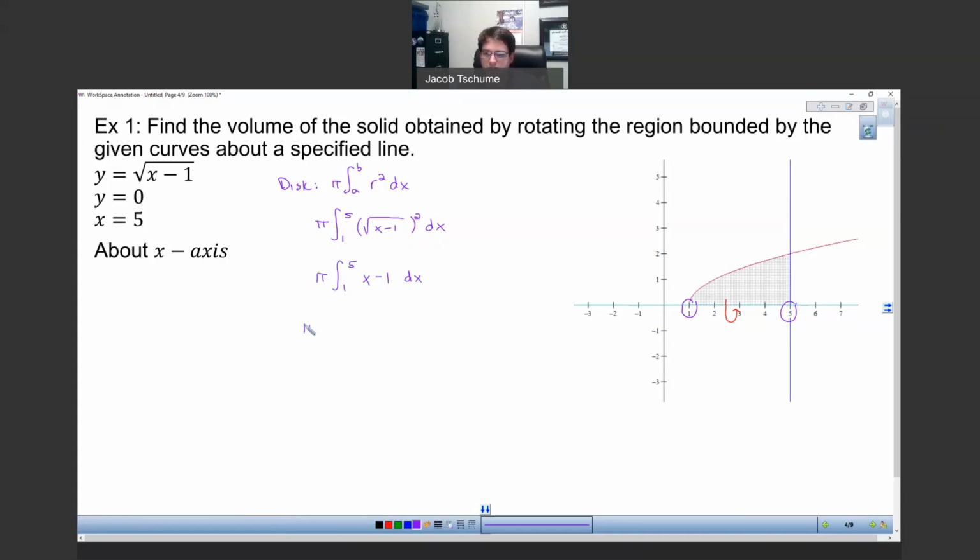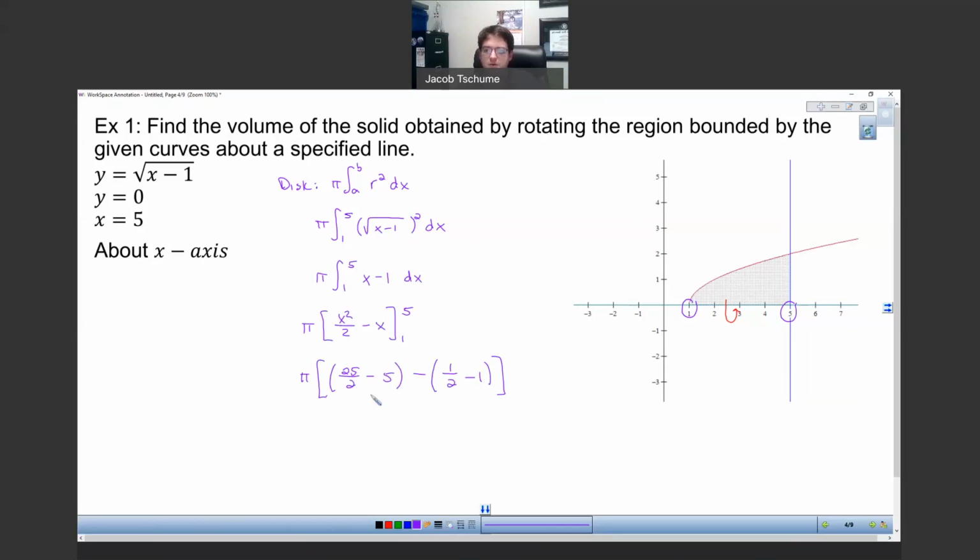You can add 1 to the power and divide by the power. So that's x squared over 2 minus x evaluated from 1 to 5. And then you would end up having pi times, that would be 5 squared over 2, which is 25 halves, minus 5. Then you plug in 1 and you would get 1 half minus 1.